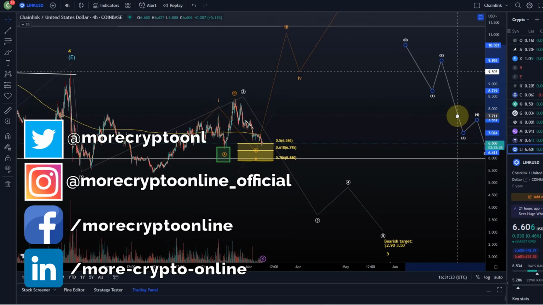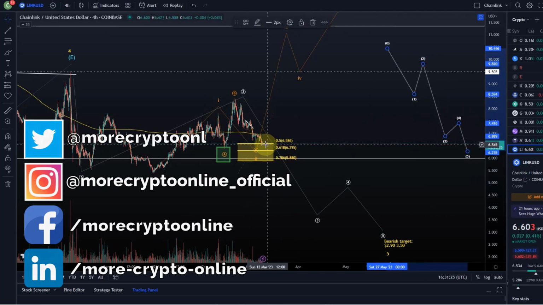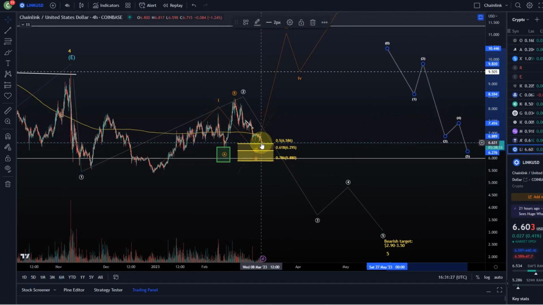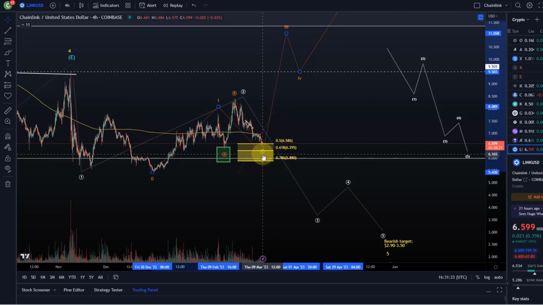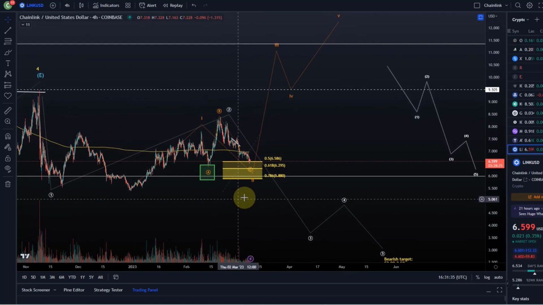With Chainlink, no change to the previous update. We have entered our support area with that low yesterday. We've touched the support area at the 50% retracement. That was the expectation in the last video. And yeah, we are in a new trend reversal area.